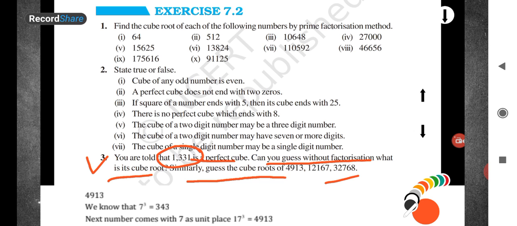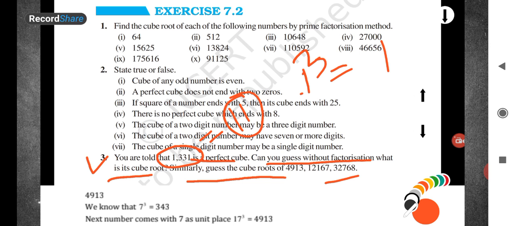1331 is a perfect cube, okay, whose perfect cube? That means you would have to memorize all this, but we have a trick to find out by seeing the number. We can say this is whose cube. So this will be 11 cube, because a number ending with 1, if you cube it, that number will end with what? 1 only. So it can be 11.